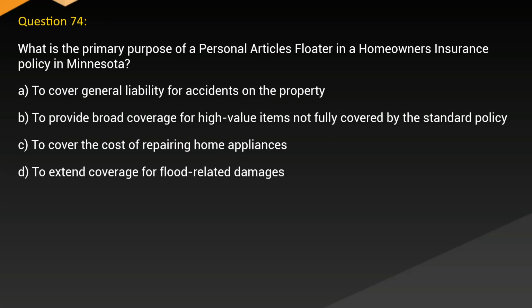Question 74. What is the primary purpose of a personal articles floater in a homeowner's insurance policy in Minnesota? A. To cover general liability for accidents on the property. B. To provide broad coverage for high-value items not fully covered by the standard policy. C. To cover the cost of repairing home appliances. D. To extend coverage for flood-related damages.